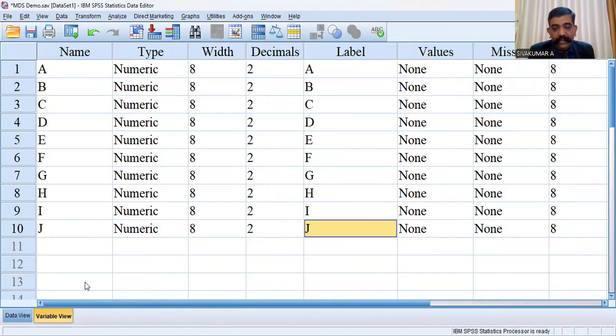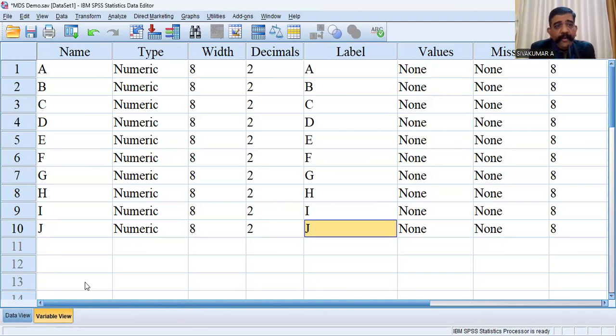Those variables may be related with buses. A means name of a particular bus. B means name of another bus. C means name of another bus. D means name of another bus. Otherwise, it may be various names related with cars. A means Maruti Suzuki, B means Benz, etc. Otherwise, those variables may be related with toothpaste. For example, A means Colgate, B means Close-up, etc.